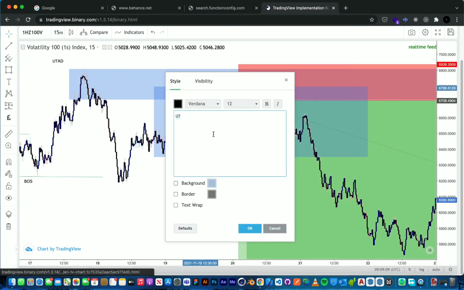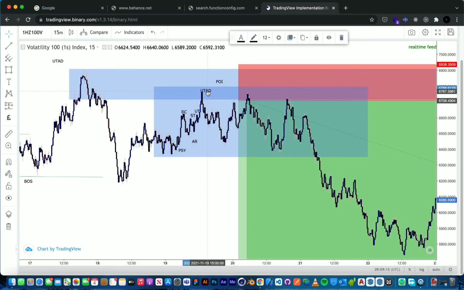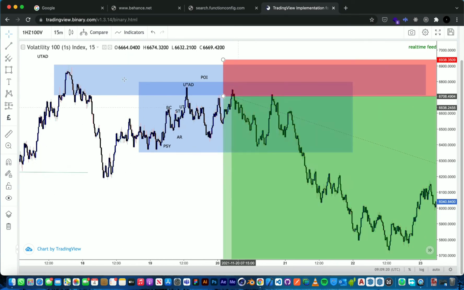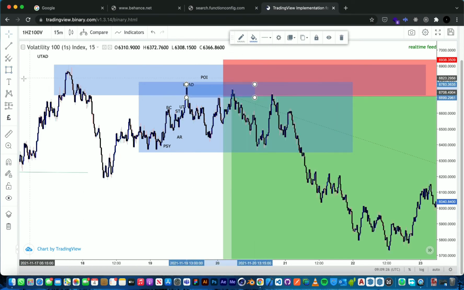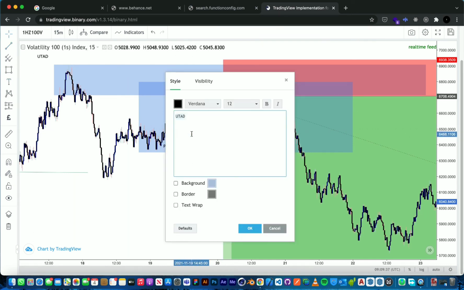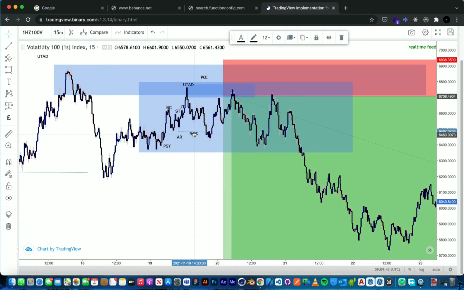Then our UTAD has formed. Then after our UTAD, remember, after our UTAD has formed, we look for the order block that breaks structure again. Has the UTAD broken structure? It has. We have our break of structure again. Right? We have a break of structure. This is now where we are going to sell from.